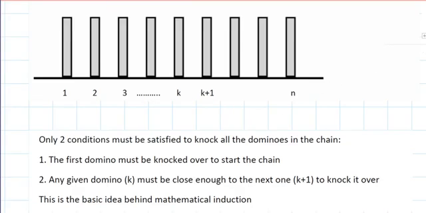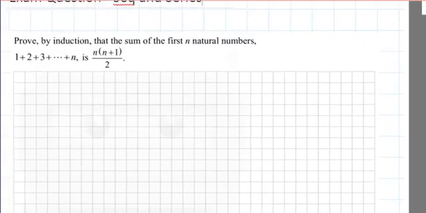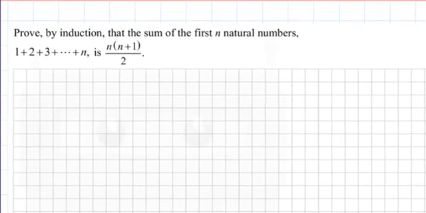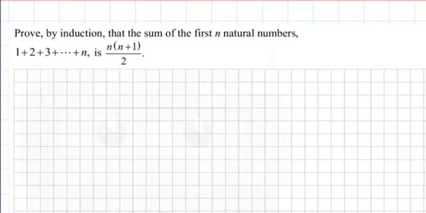And we can go straight to an exam question that was asked a few years ago. The exam question was this: prove by induction that the sum of the first n natural numbers, 1 to n, is given by n into n plus 1 over 2.